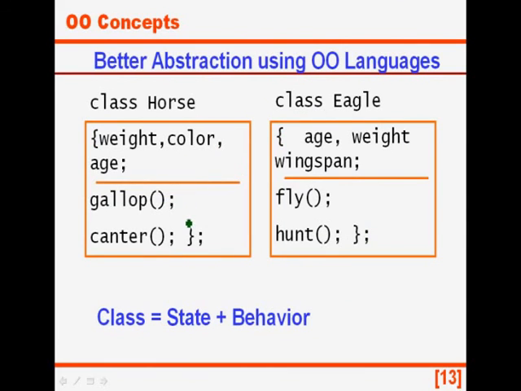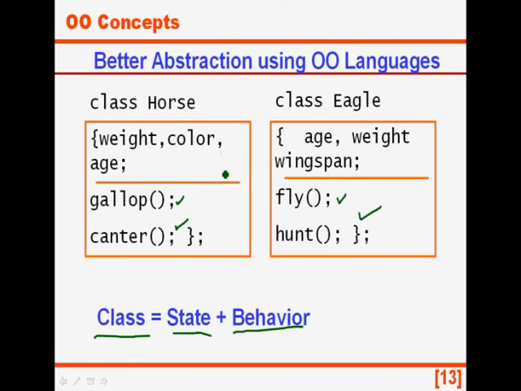In the same way, we can now see that for the horse class, the functions of the horse, gallop and canter, have been encapsulated inside the class, and the functions fly and hunt have been encapsulated into the class eagle. Now the compiler can catch an error of a flying horse or a galloping eagle very easily. Once again, class equals state plus behavior.